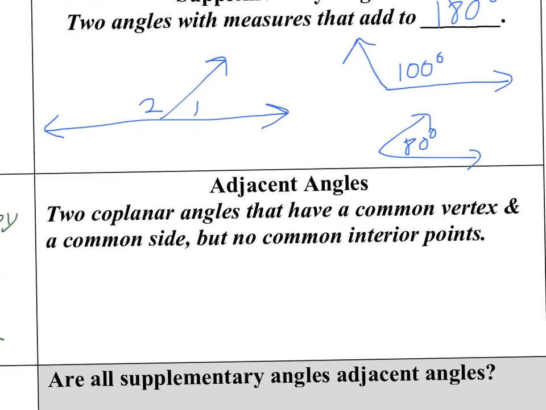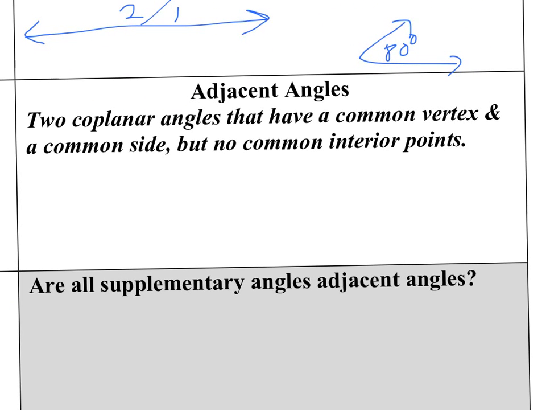Okay, next up we have adjacent angles. These are two coplanar angles that have a common vertex and a common side but no common interior point. So what are we talking about there? There are two angles that have a common vertex. Remember, this is my vertex. They have a common side. We're talking about this side. They have that in common, but no common interior points. That means that there is not a point inside here that is also inside here. Basically, two adjacent angles share a side.